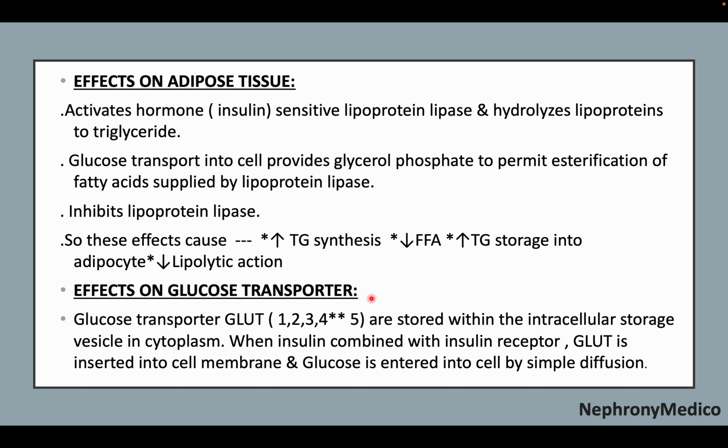Effects on the glucose transporter. Glucose transporters 1, 2, 3, 4, 5 are stored within intracellular storage vesicles in the cytoplasm. When insulin combines with the insulin receptor, GLUT is inserted into the cell membrane and glucose enters the cell by facilitated diffusion.